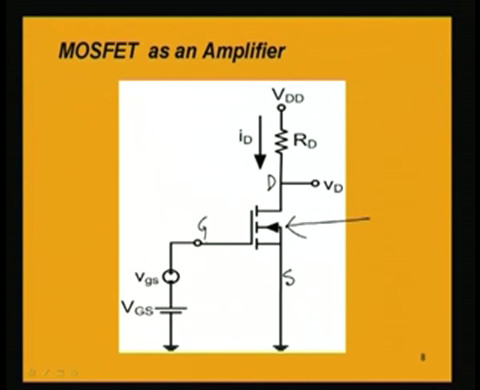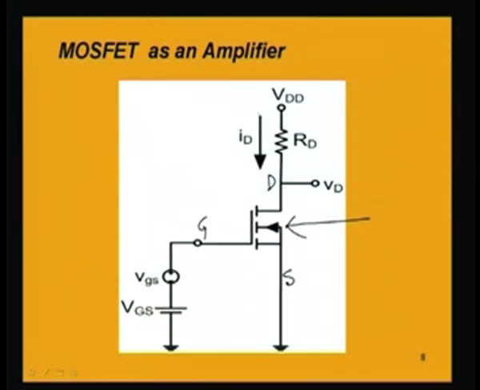Now, if the gate to source voltage is varied, we know the drain current, the drain to source current, will vary. We have earlier studied the transfer characteristic and the VI characteristic also, and we have seen there are three different regions of operation. One is the cutoff region, one is the triode region, and the other is the saturation region. For the saturation region, the condition to be satisfied is that the drain to source voltage must be greater than VGS minus V threshold. Now, in this circuit, let us show the drain current as iD.